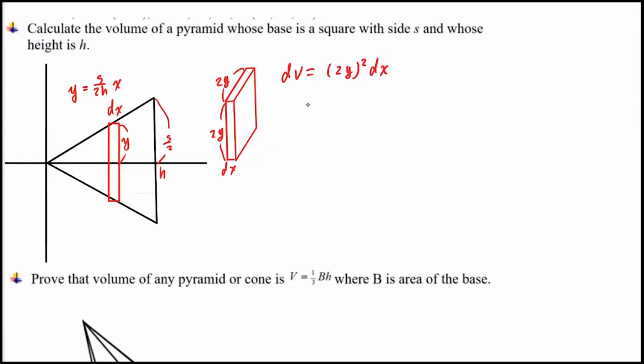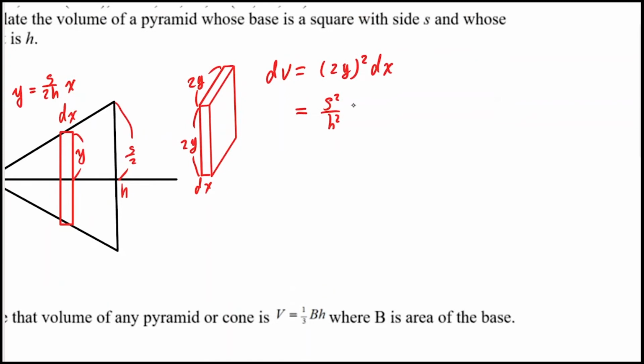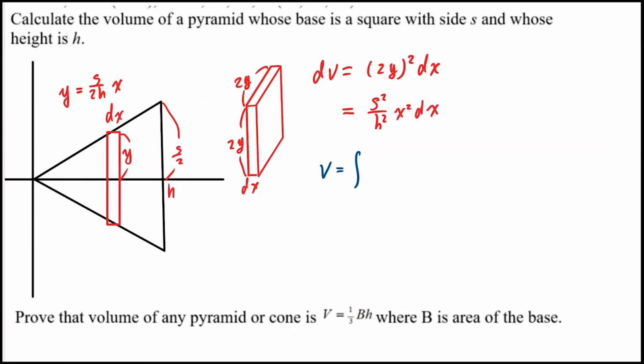So we substitute that in here. Wow, this is convenient because that 2 cancels this 2. So we'll have S squared over h squared, and then we have x squared. Eh? Now we are ready to integrate. So the volume is from 0 to h.